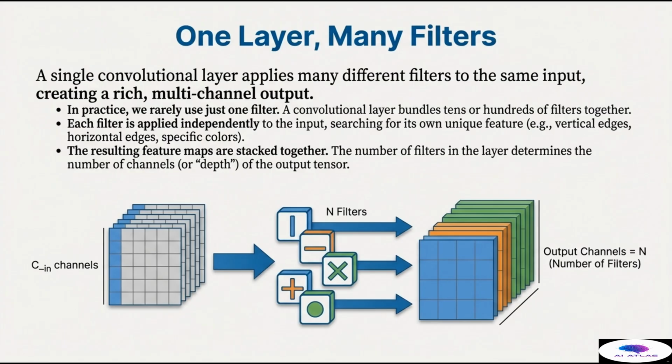When a convolutional layer finishes its work, the resulting feature maps, one for each filter, are stacked together. If the layer uses n filters, the output tensor will have n channels. This output depth, or the number of channels, is always equal to the number of filters you define in that specific layer. For instance, if you input a 3-channel RGB image and apply 64 filters, you will output a tensor with 64 channels. Each channel represents a unique learned feature, providing the next layer in the network with a wealth of different feature representations to build upon. This multi-channel approach is key to capturing the complexity of visual data.